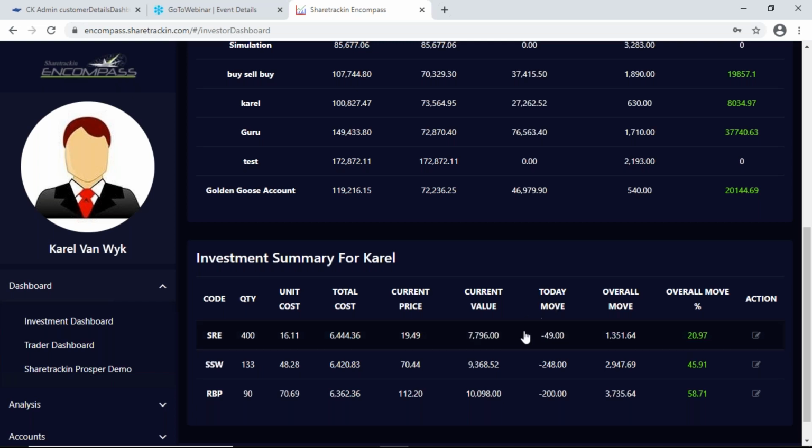Today's movement, this is in cents. So how much did it move? So I can see that all three of my shares went negative, and that I know with this minus in front. Overall move, that's in rands. So since I purchased this share, how much did it go up or drop? So I can see I already made 1,351 rand out of this share. And overall move, percentage wise, how much did I make out of this share?